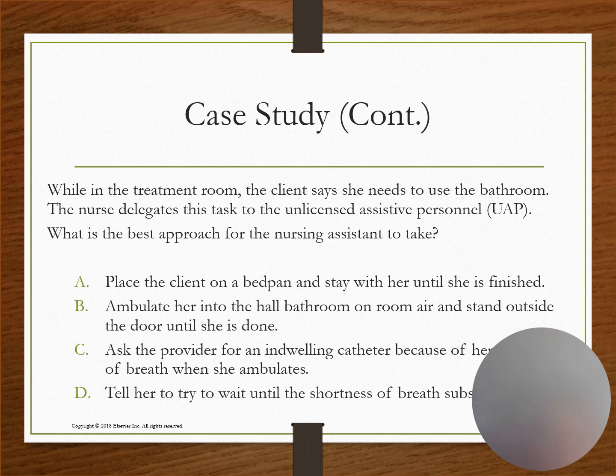Really, the best answer is going to be A. The nursing assistant should place the client on a bedpan and stay with her. She's too short of breath to ambulate to the bathroom, and she needs to remain on oxygen at all times, especially with that low SaO2. The nursing assistant should not ask the provider about an indwelling catheter because that only increases the possibility of a UTI. And the client should never be told to try and wait.